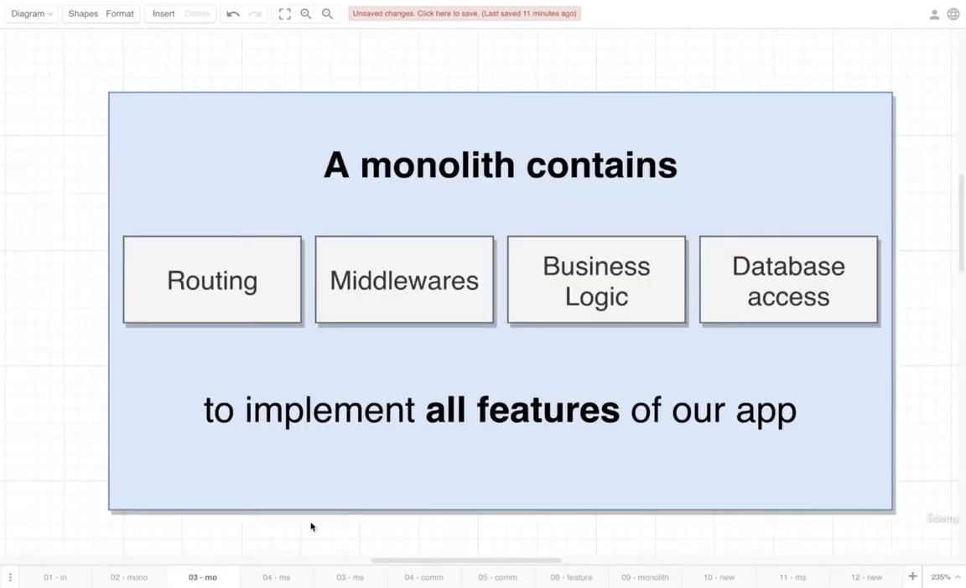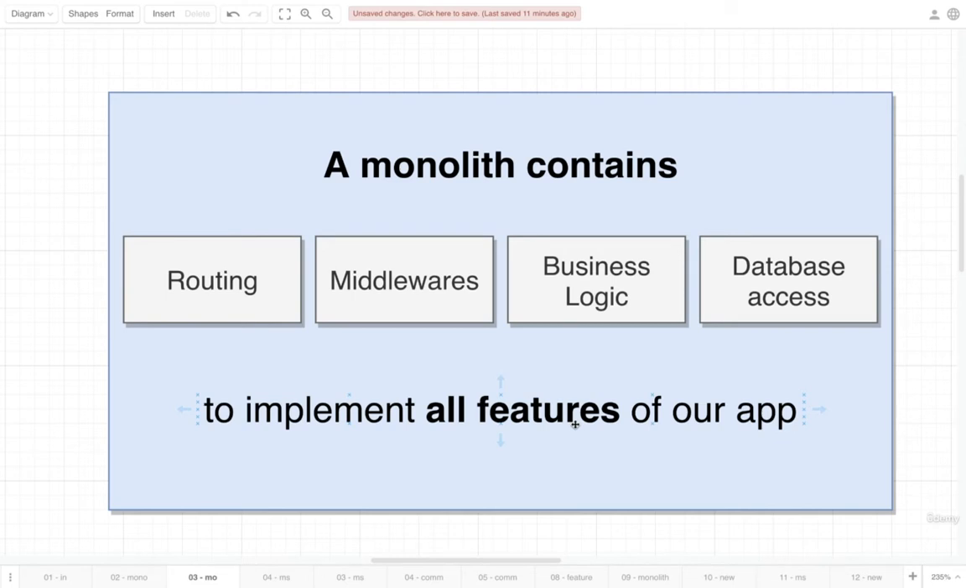So if we had to characterize a monolithic server, we might say the following. We might summarize it with this sentence right here. We would say that a monolith contains all the routing, all the middlewares, all the business logic, and all the database access code required to implement all features of our application. So that would characterize a monolith.